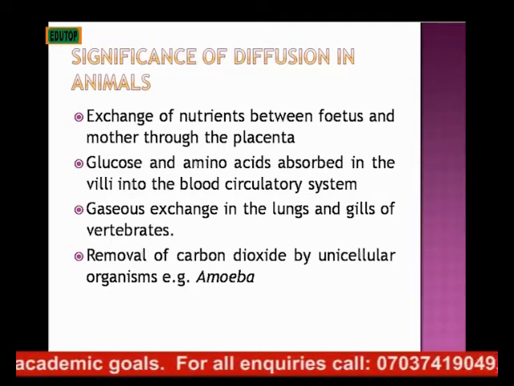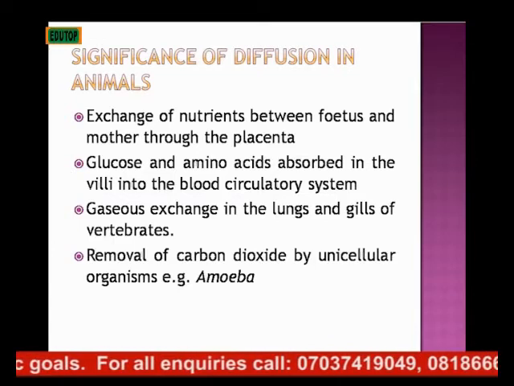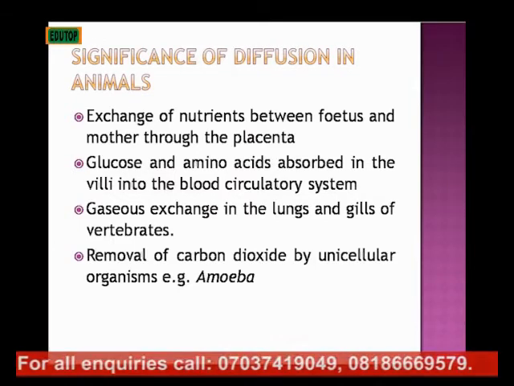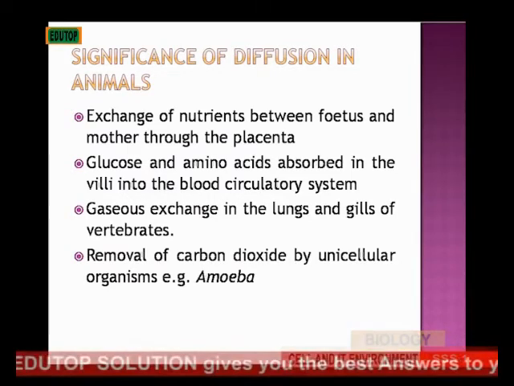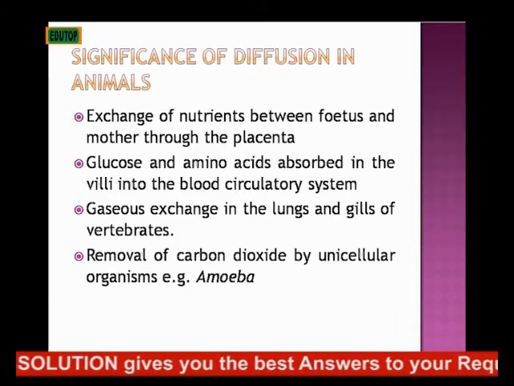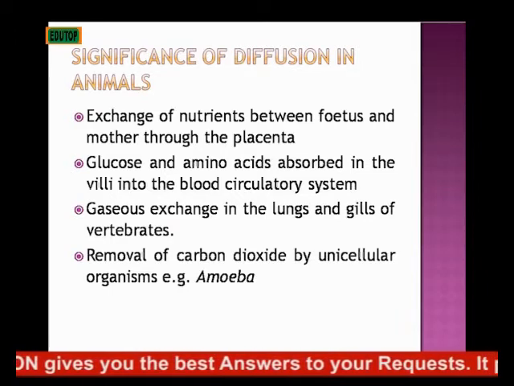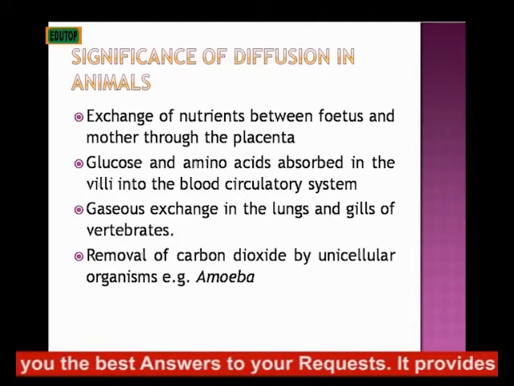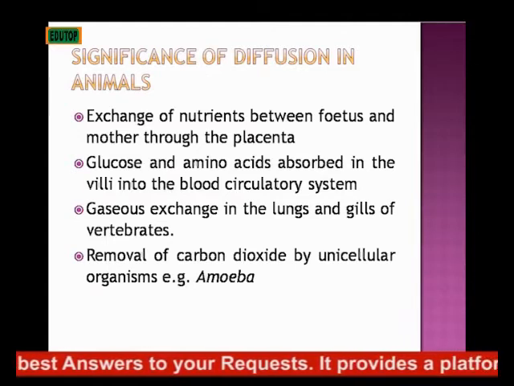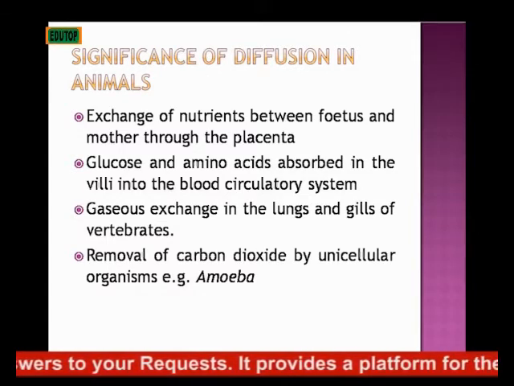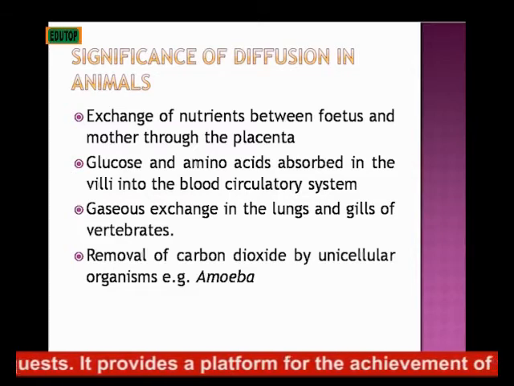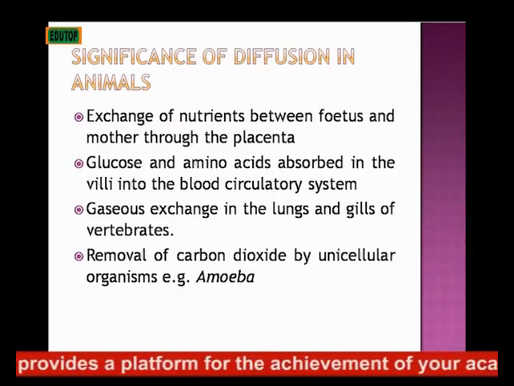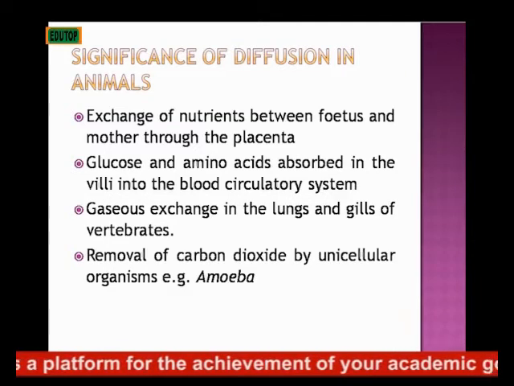Another significance of diffusion in animals is gaseous exchange in the lungs and the gills of vertebrates. I mentioned that in plants, the exchange of oxygen and carbon dioxide. So also in animals, by the time CO2 is produced from the lungs, it is carried out through the nostrils into the atmosphere. You know, CO2 is concentrated there. By the time it goes out, then oxygen comes into the animal.